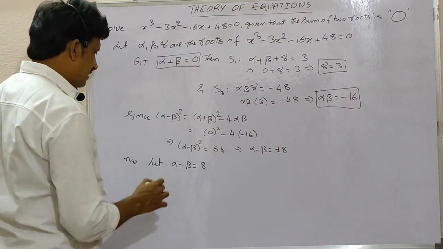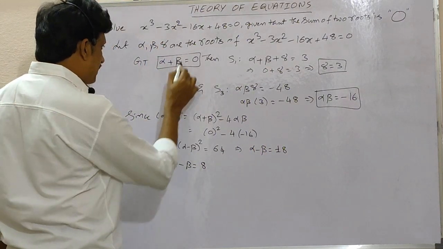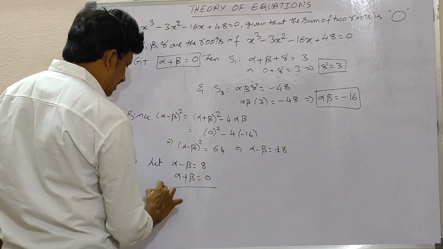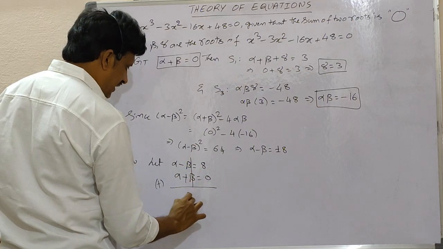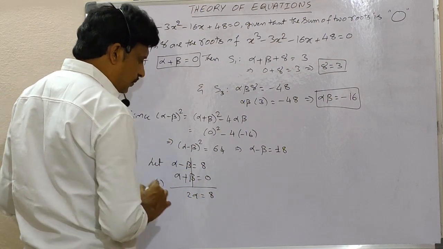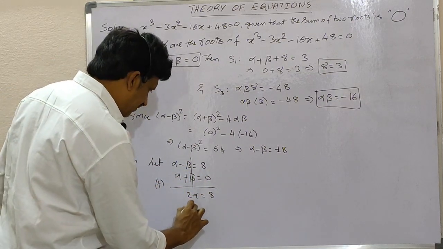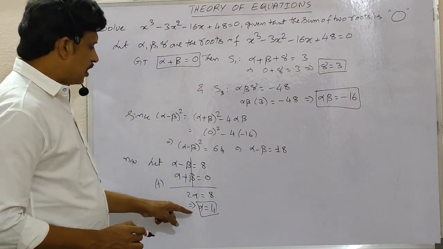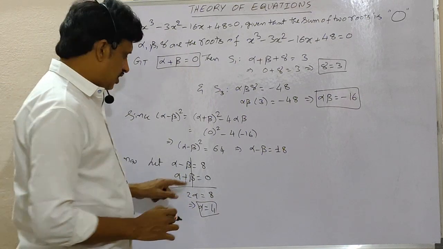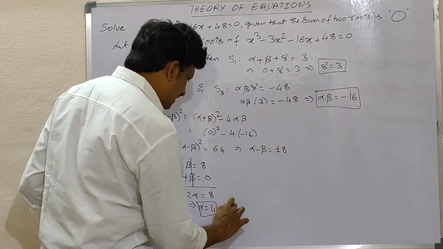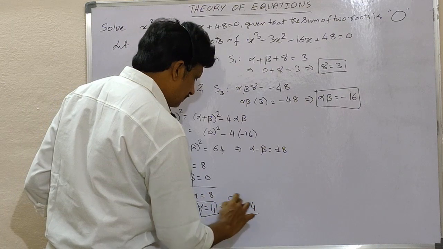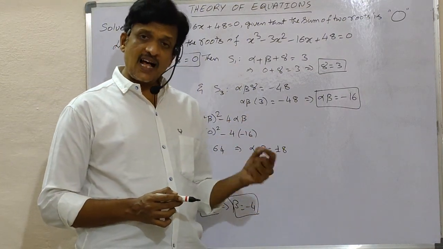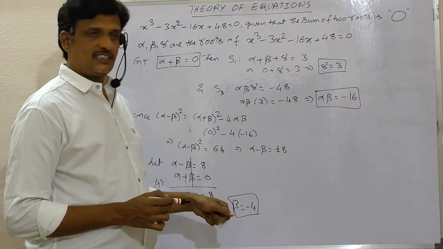Here if you take 8, then alpha minus beta is 8, but alpha plus beta is 0. Add these two. Then you are getting the value of 2 alpha, which is equal to 8. That gives alpha is equal to 4. If alpha is equal to 4, then alpha plus beta equal to 0 implies beta is equal to minus 4. These two should be with the same magnitude value, but with opposite signs. That is why their sum is 0.